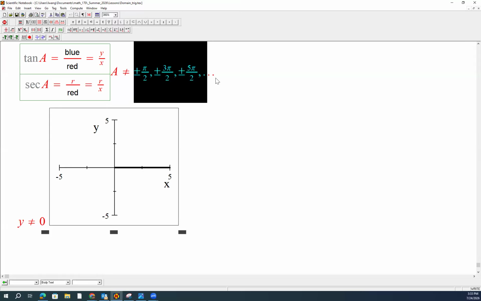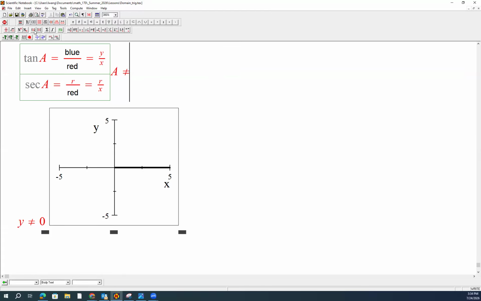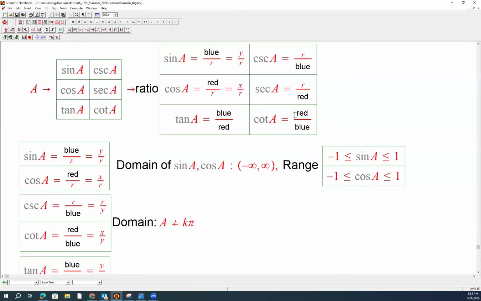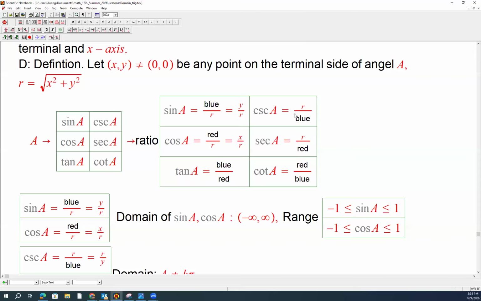So to express all of these, we just write the odd number. Odd number would be 2k plus 1 or 2k minus 1, multiplied by pi over 2. It cannot be odd number multiples of pi over 2. We're not going to talk about range in this section. We just focus on the domain.